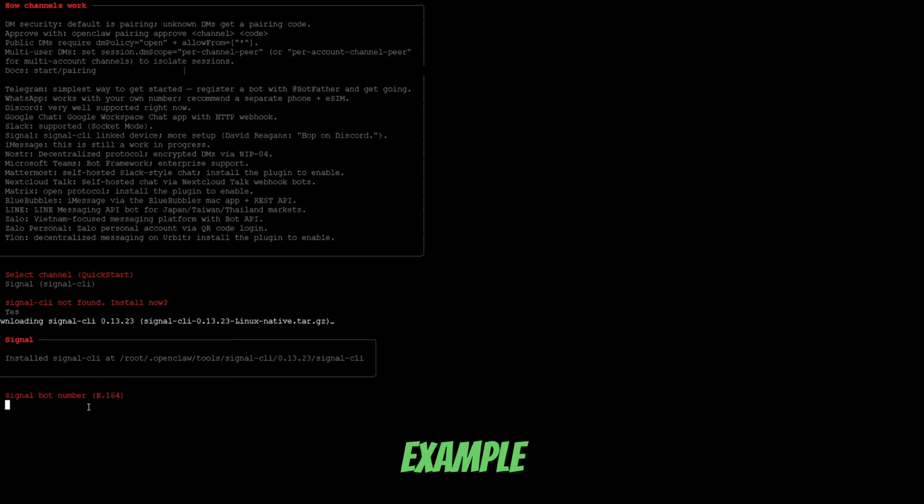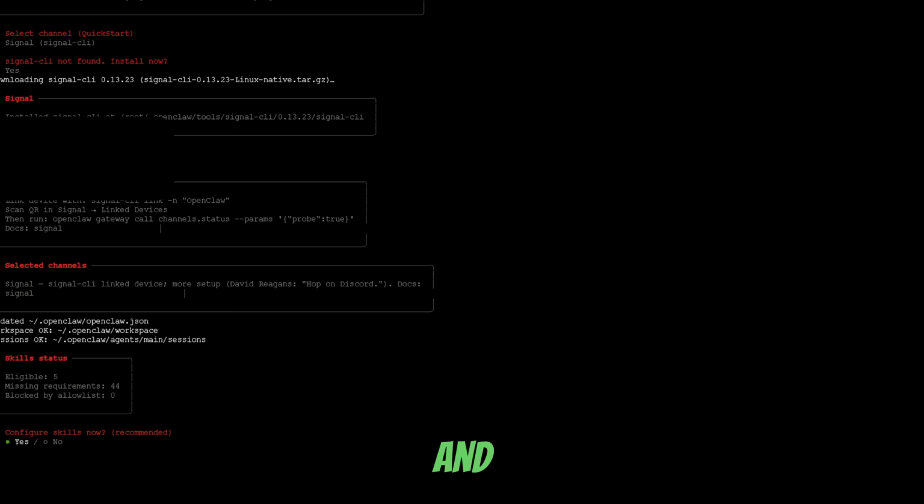So let's go ahead and, for example, input a random phone number. You would also need to have a country prefix number before it, and then just go ahead and confirm it by pressing enter. And there we go. So you just created a Signal account with this phone number.